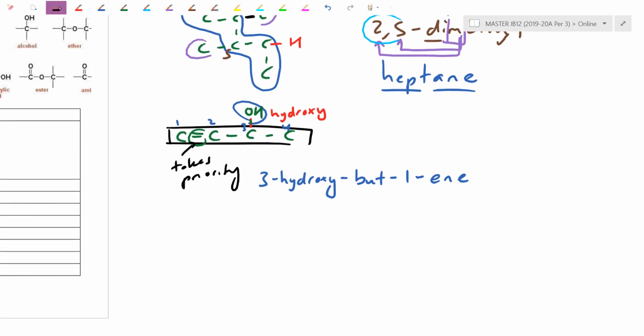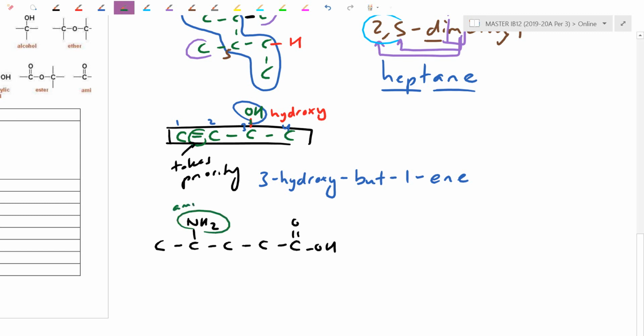Some other prefixes and functional groups. Let's do a C double bond O, OH like that. Let's make it a little bit longer here. Let's add on an NH2 grouping. Okay, so let's do this picture here. In this case here, we recognize the NH2 to be an amino grouping. It could also be, if this is the only functionality, something amine as the parent ending.